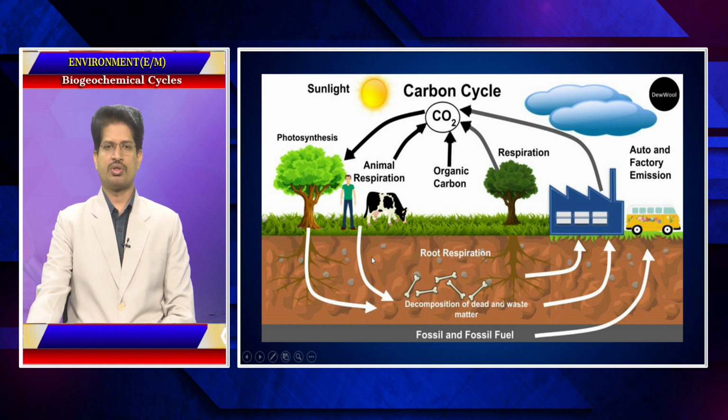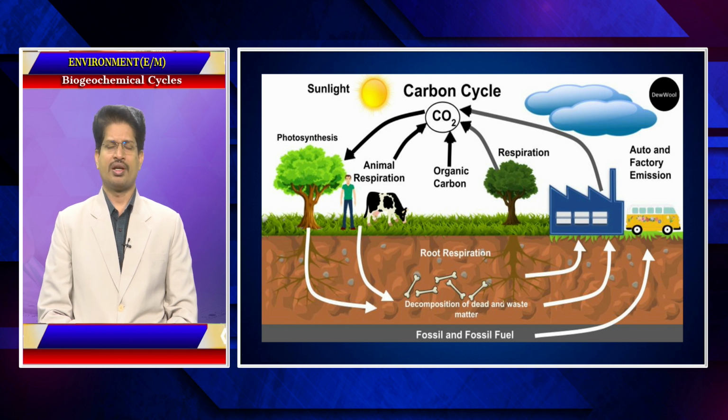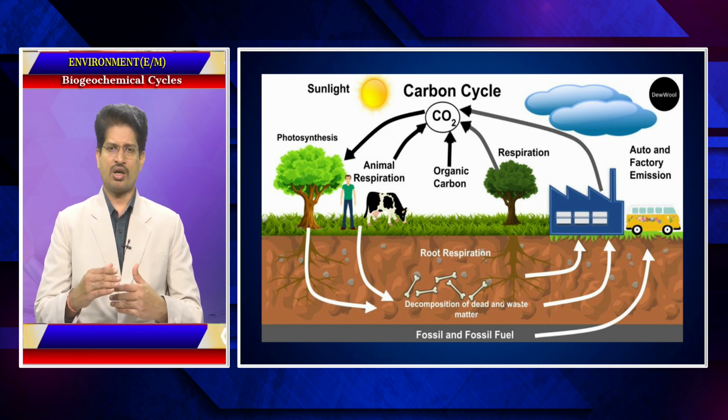So, in this process, plants and animals respire. As we respire, plants also respire. This is energy releasing metabolism. When it releases carbon dioxide in the process of respiration, the carbon dioxide is released back into the environment.